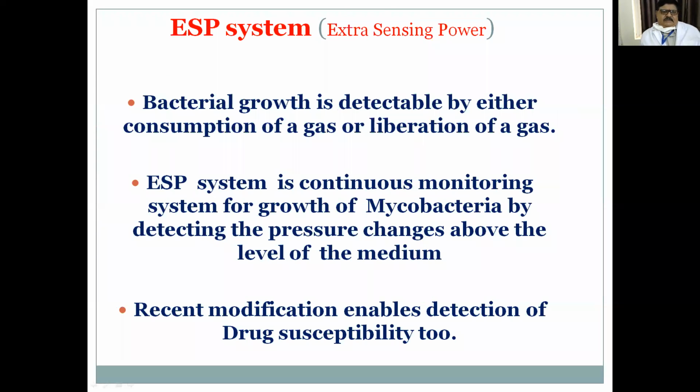Another thing like that is the ESP system, extra sensing power. This is what I was referring to earlier. Bacterial growth is detectable by either consumption of gas or liberation of gas. So this ESP measures the pressure changes, and you can still detect the bacterial growth. Also, by a recent modification, you can detect the drug susceptibility also.